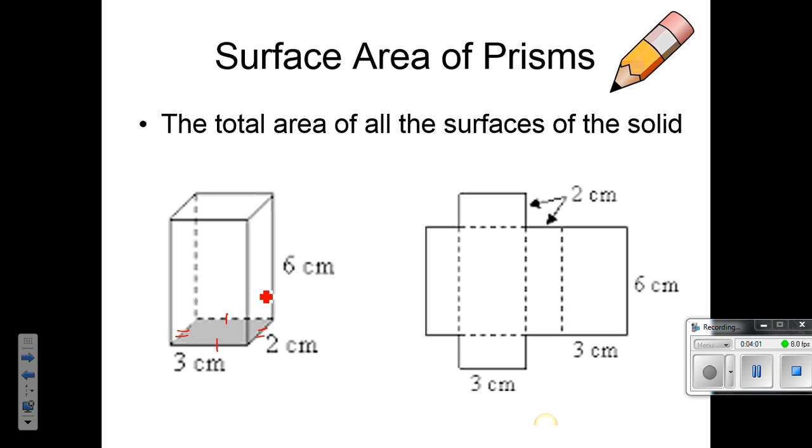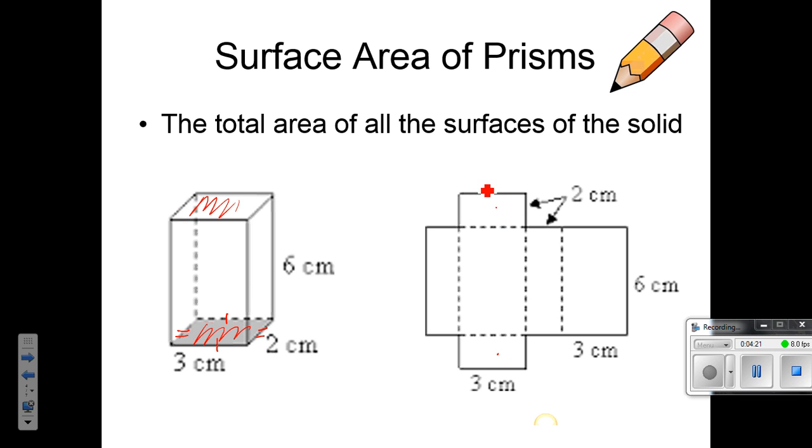All right, so here we go. Let's go ahead and find all the surface area for this whole rectangular prism. So that means I'm going to find the area of the bases. And I'm going to find the area of all the sides. So these are the bases right here.